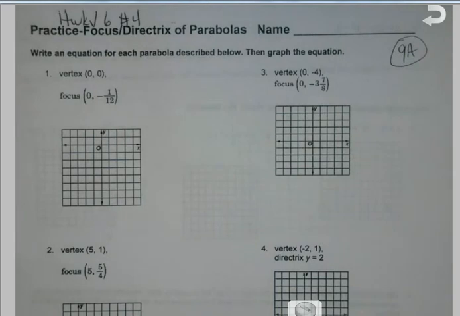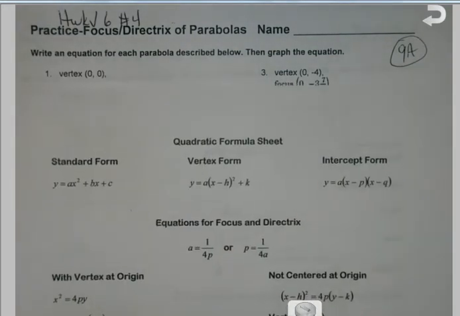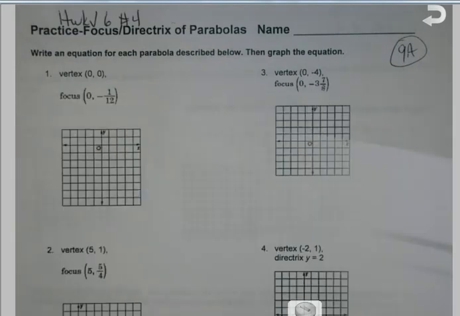So day 2 here with focus and directrix. Going to do a little bit of review with some things. Again, if you need a little bit of assistance with anything, remember your handy dandy formula sheet that we got out to you yesterday, so we can work a little bit on getting used to the different formats that we can use. In this first section, it says write an equation for each parabola described below, then graph.